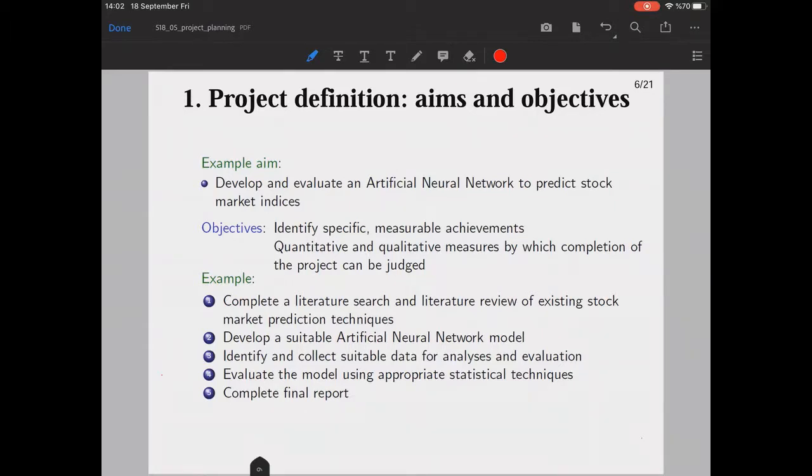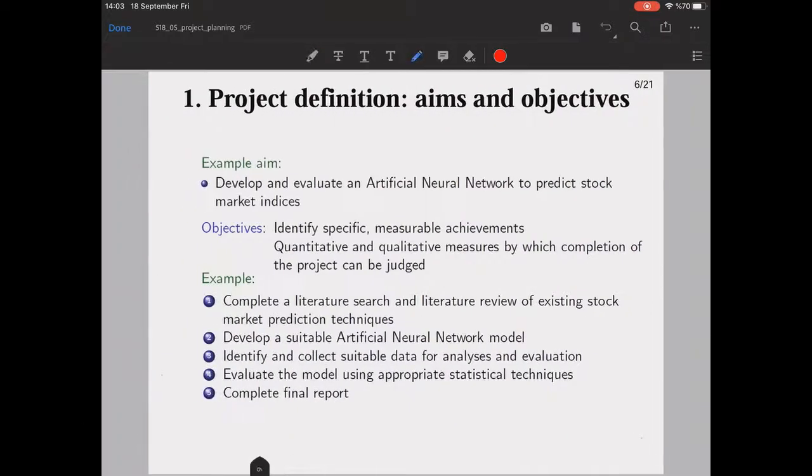And these data sets can be already available for the purpose of comparing research, or you can have brand new data from a company, or you can have your data synthetically generated. Okay, it's the last resort, but that can also happen. And the fourth one is evaluating the model using appropriate statistical techniques. There are many techniques for evaluation. And finally, when you're done, you complete your final report as the last step.